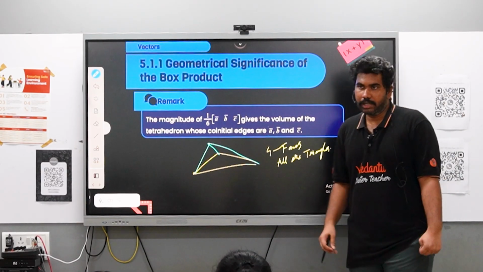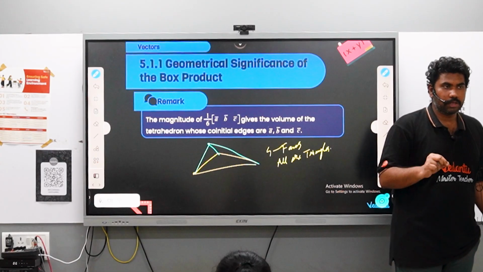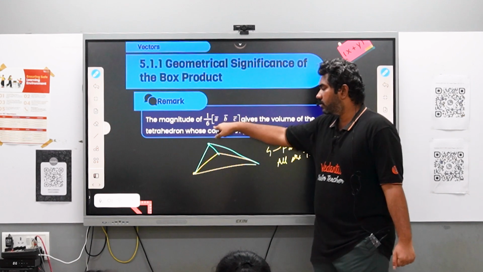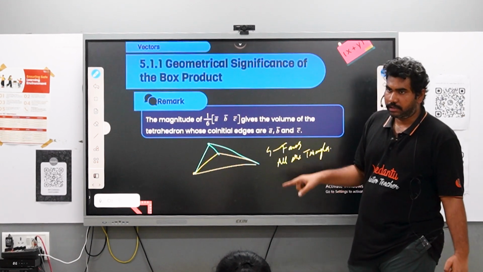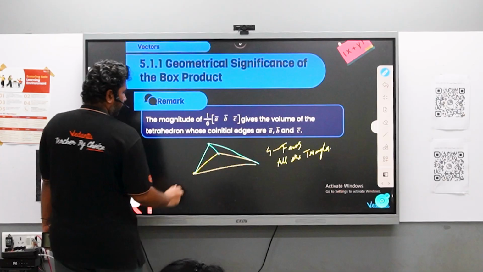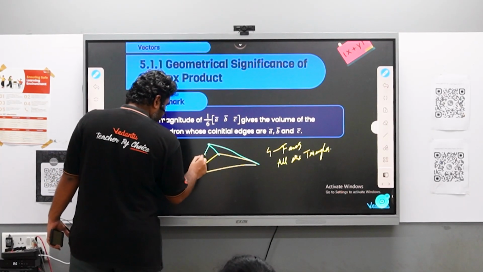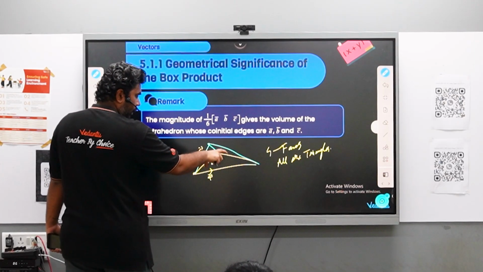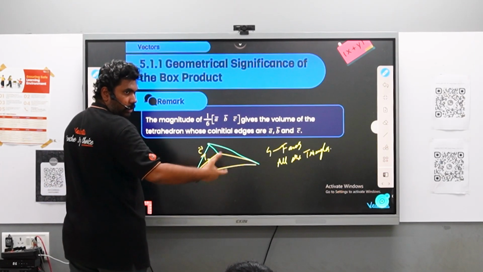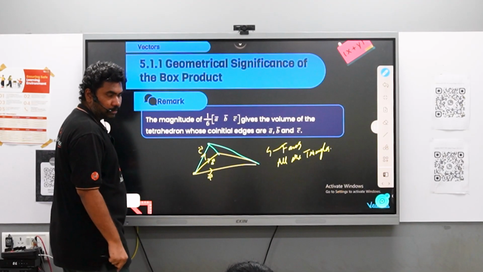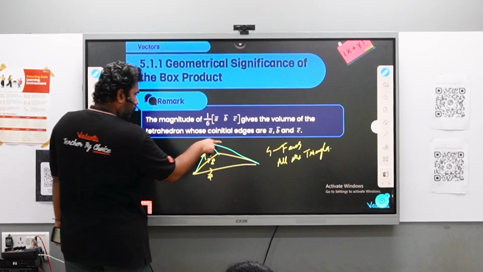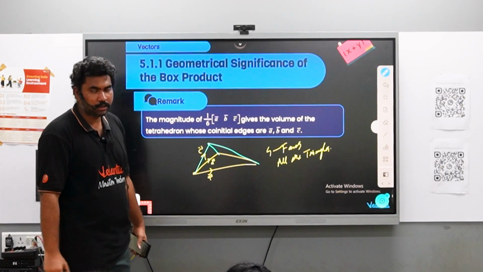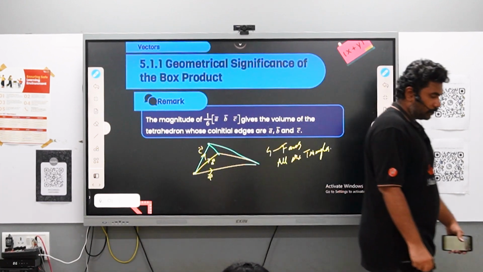So you can divide a parallelepiped into 6 equal tetrahedrons. One tetrahedron will be 1/6 of the generating box product of the vectors. If this is a tetrahedron generated by the vectors A, B, C, you take 5 more tetrahedrons and you can make the parallelepiped that is generated from A, B, C. It is a little bit hard to imagine, but this is the case.